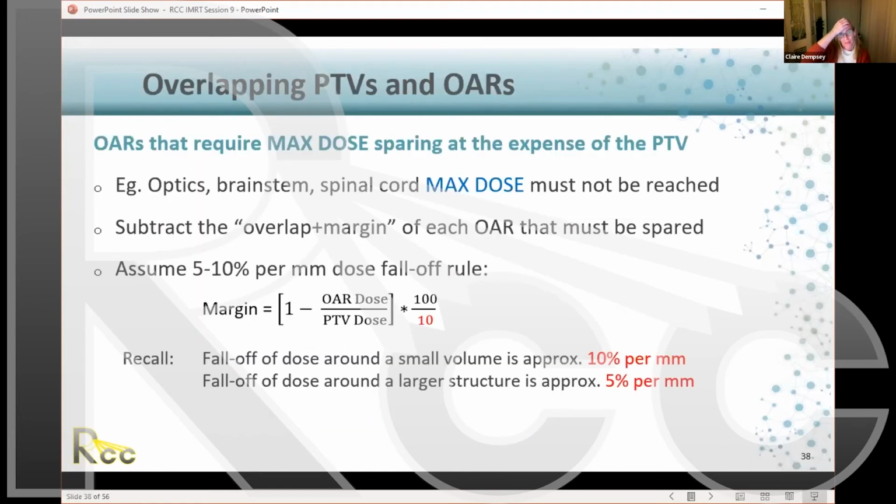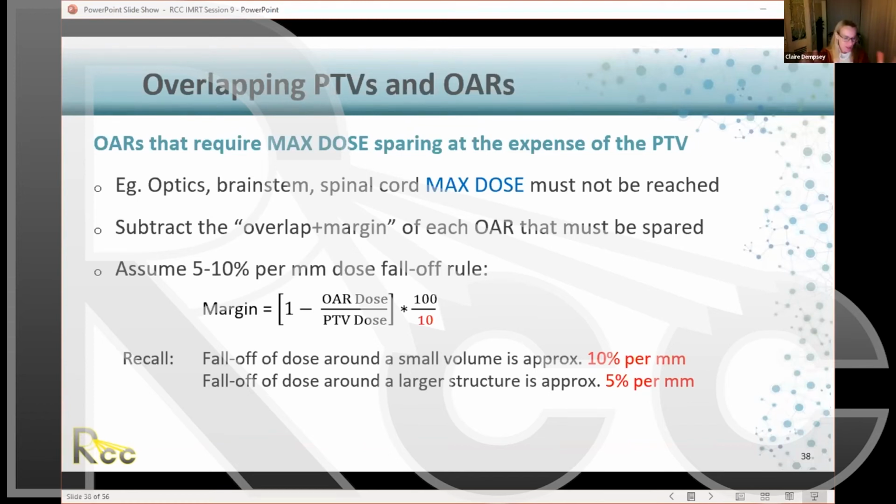So overlapping PTVs and organs at risk can be confusing, and I would certainly recommend that if you look at a plan and you do have overlapping PTVs and organs at risk, that you have a conversation with your radiation oncologist to specifically make sure that that part of the organ at risk should be within the PTV, or whether it was an unintentional contour that caused it to be within the PTV.